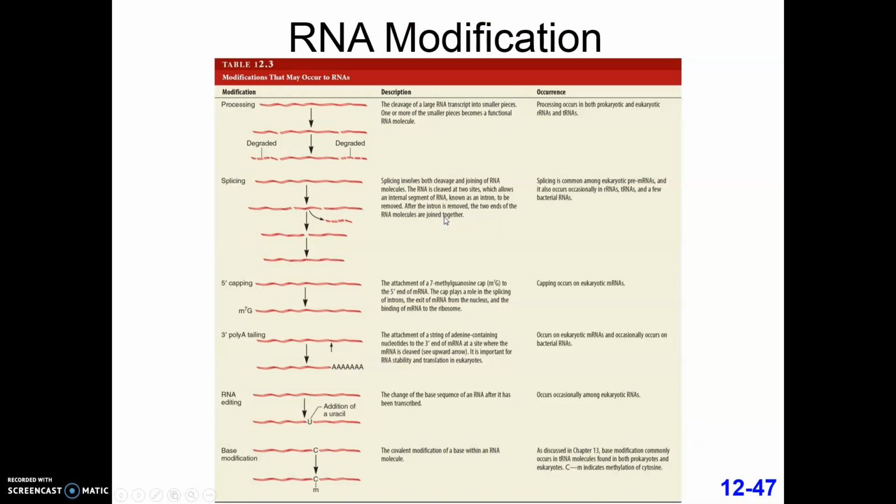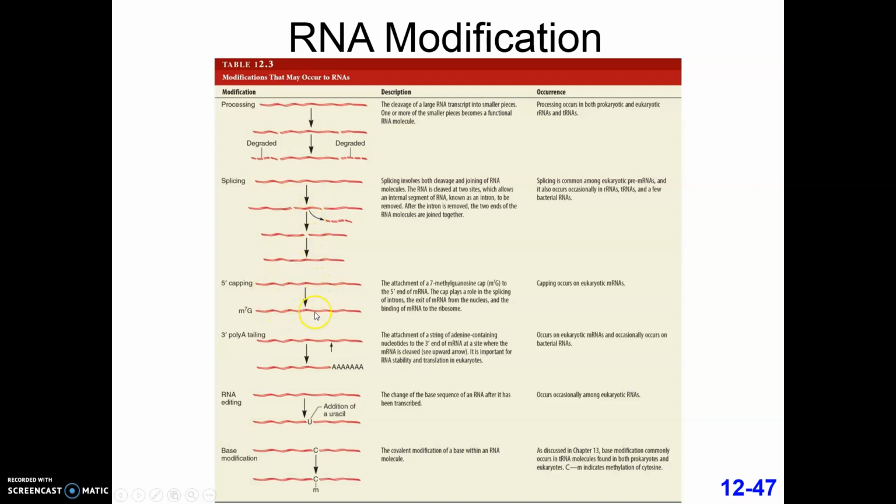And finally, here is a comprehensive list of all of the different types of RNA modification. So one is just simple processing. So we have a longer RNA, and it has extra pieces to it. Those pieces are cleaved off and degraded, and then we get the final version. This type of process happens in ribosomal RNAs, where we can actually get multiple RNAs out of one gene. Here we have an example of splicing.